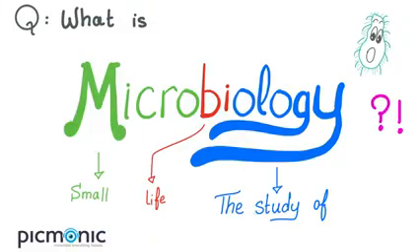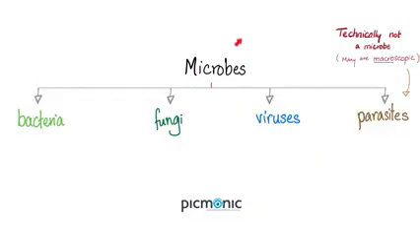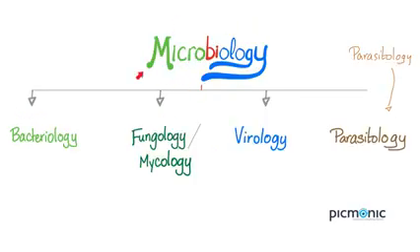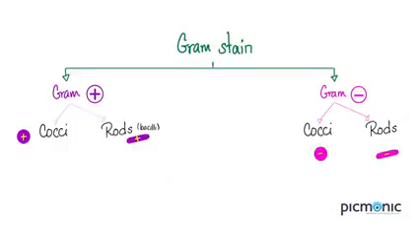What is microbiology? Ology means the study of, bio means life, micro means small. So microbiology literally means the study of small life. Microbes are divided into bacteria, fungi, viruses, and parasites. And that's why microbiology studies bacteriology, fungology or mycology, virology, and parasitology. Let's talk about bacterial classification.